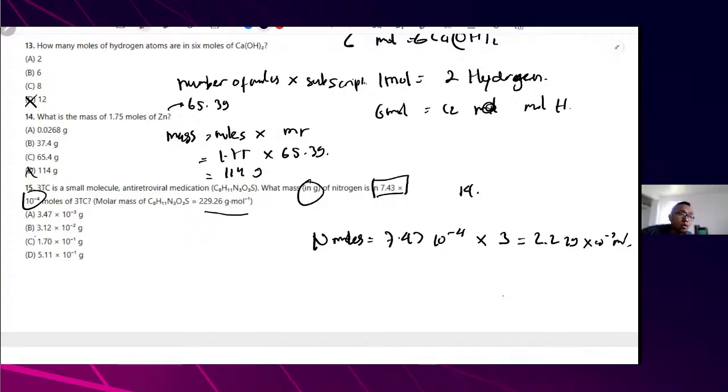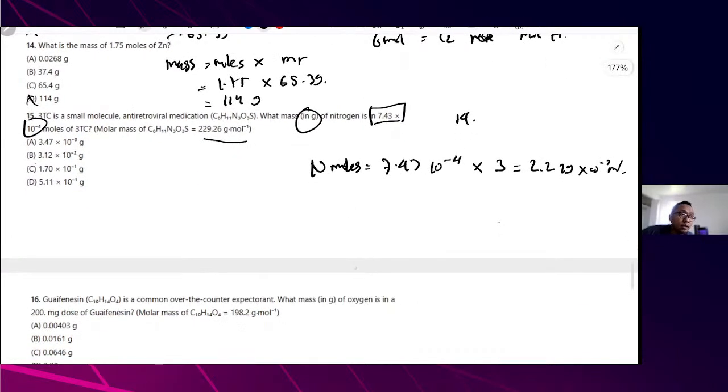And then now using nitrogen, 2.229 times, was that 3, right? 14, yes. 0.01 times 3 times this one, 10 to the minus 3, so the answer is 3.12 times 10 minus 2 gram. Okay, so the correct answer should be B.